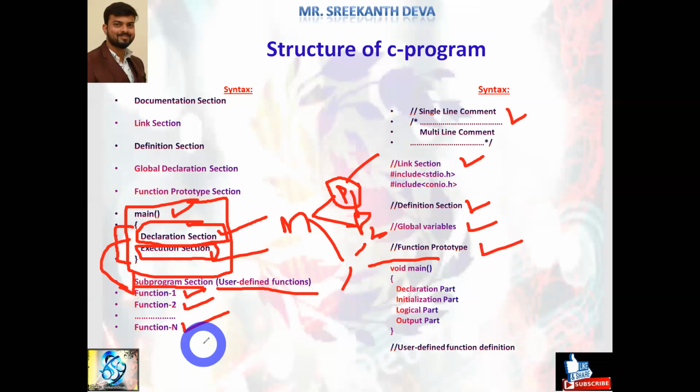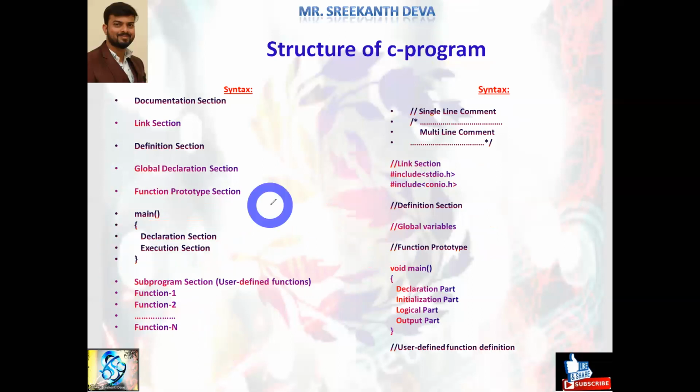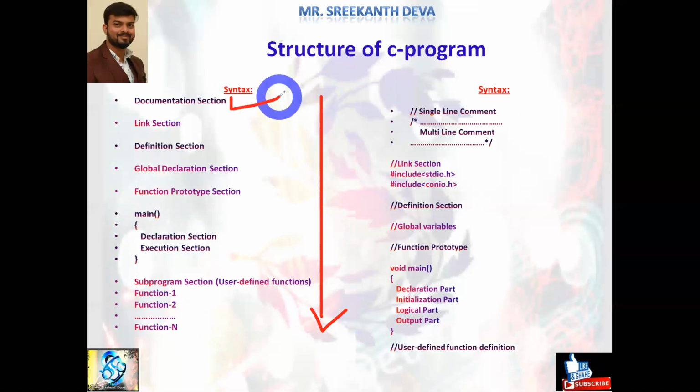So this is the complete syntax of C programming language, but it is not required to write all these syntax every time. Based on the user requirement we can write. If you require a documentation section, it is better to maintain it for what? Better understandability and readability of the particular program name, program logics, and particular logic or part of the program. The documentation section should be maintained in each program. Link section for defining what? Header information, what type of C libraries we are including and using in our program.